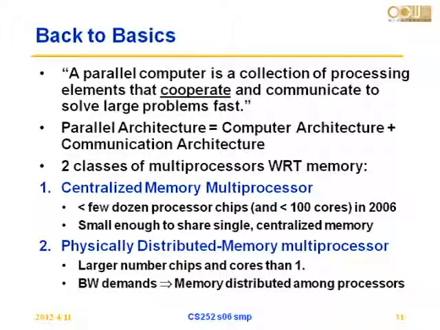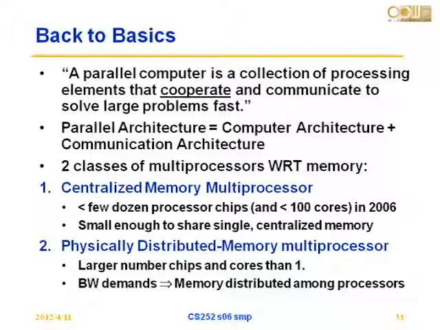Back to basics. A parallel computer is a collection of processing elements that cooperate and communicate to solve large problems fast. Parallel architecture is computer architecture plus communication architecture. And there are two classes of multiprocessors with respect to memory.